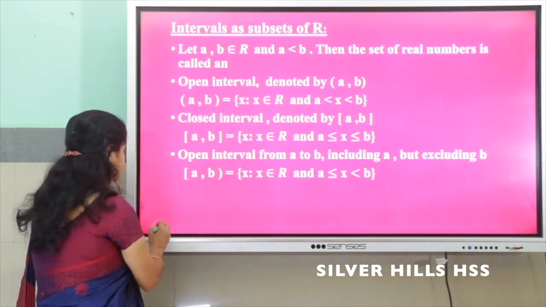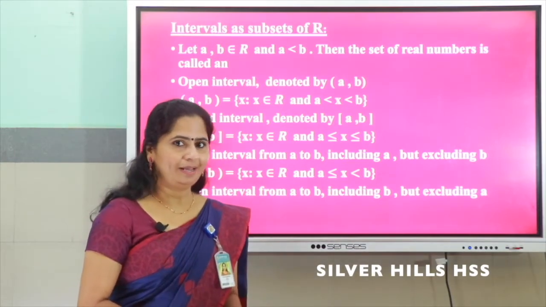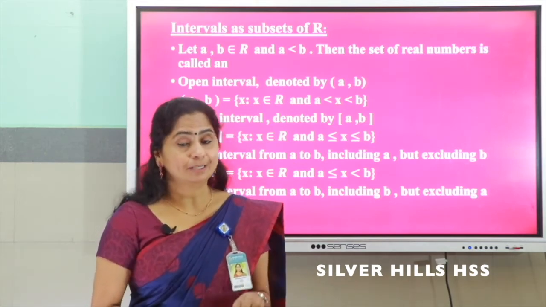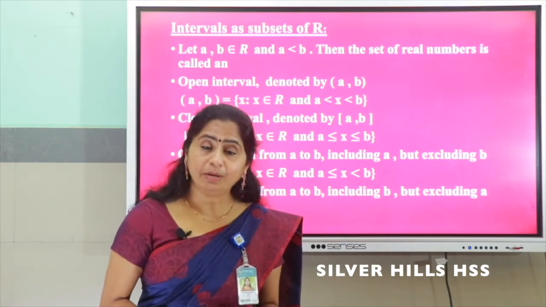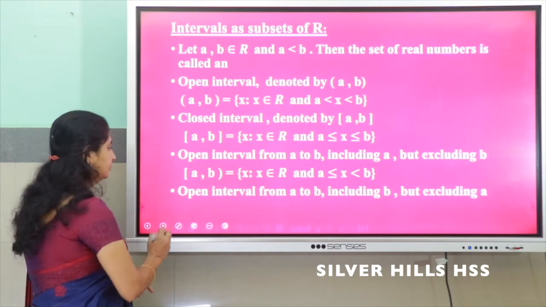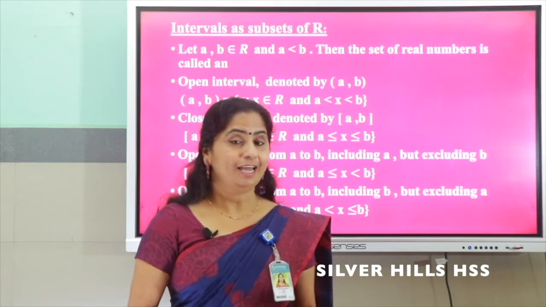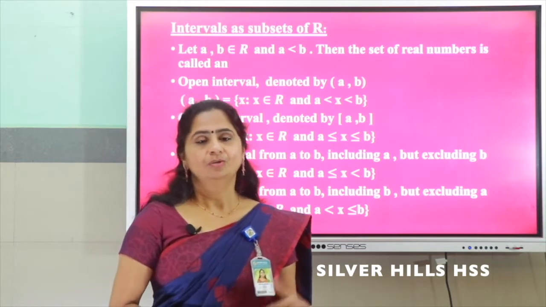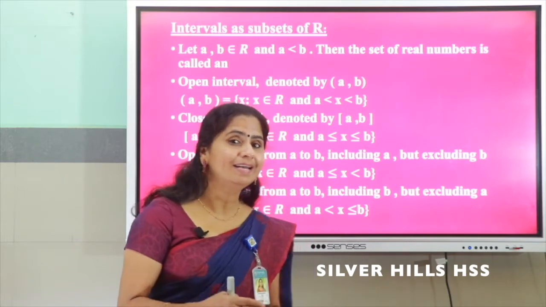The next is the interval from A to B including B but excluding A. So, A is not included, therefore we put the open bracket for A and the corresponding inequality is less than. When B is included, we put a closed bracket for B and the corresponding inequality sign is less than or equal to. Therefore, we write open A closed B as the set of all x such that x belongs to R and A is less than x less than or equal to B. So, these are the 4 types of intervals, and let us see how we represent these intervals on a real line.